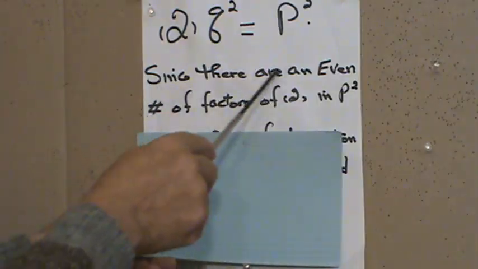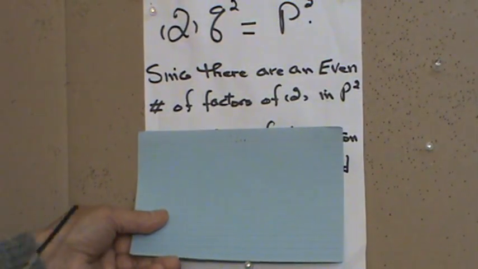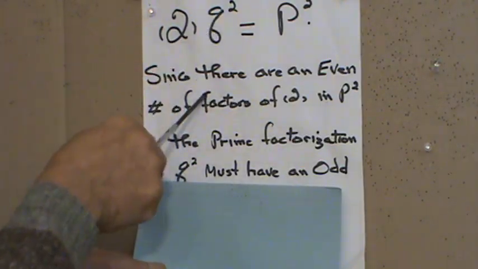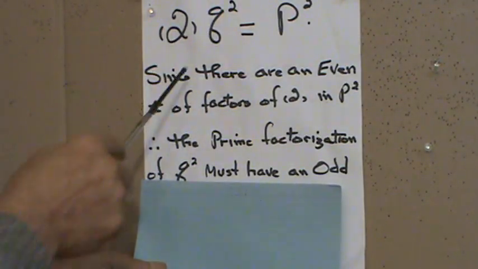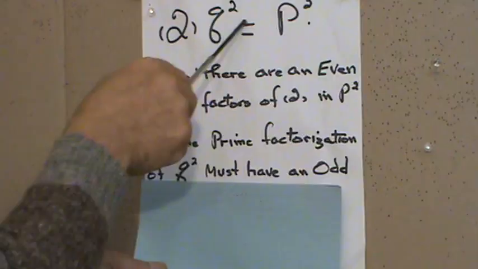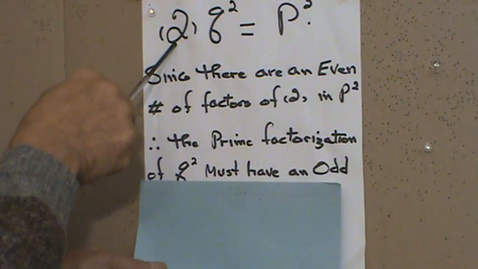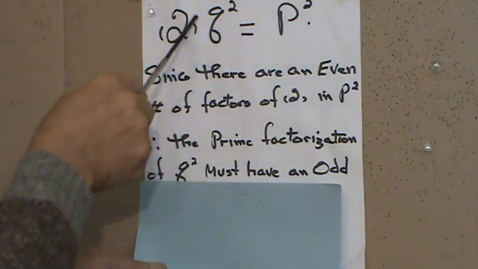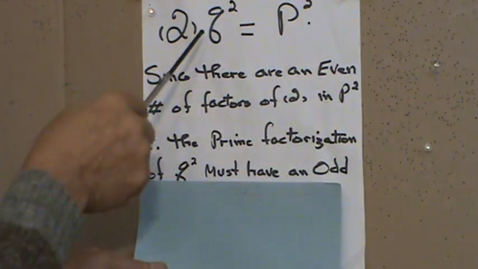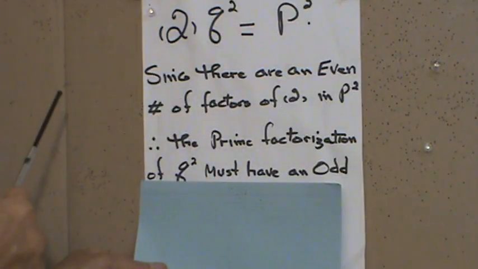So I have written, since there is an even number of factors of 2 coming from p squared in the prime factorization, therefore the prime factorization of q squared must have an odd number of factors of 2 in order to match the even number of them, because there is one here. So it should be odd, so that this one becomes even, and that is impossible, because q squared means q times q. And again, with the same explanation, if one of the q's has 1 factor of 2, the other one also must have 1 factor of 2.